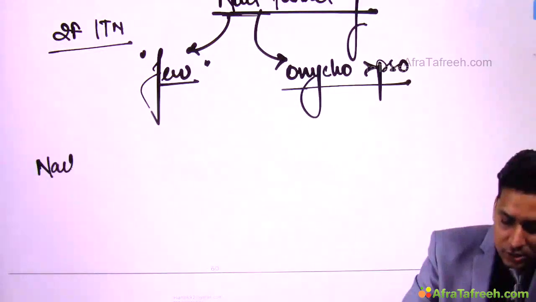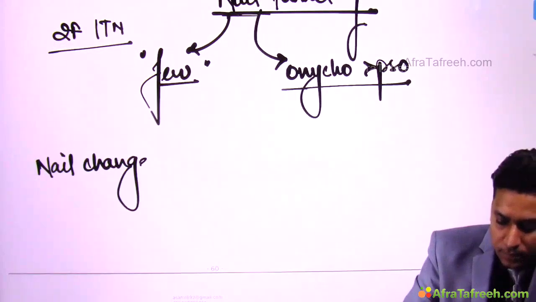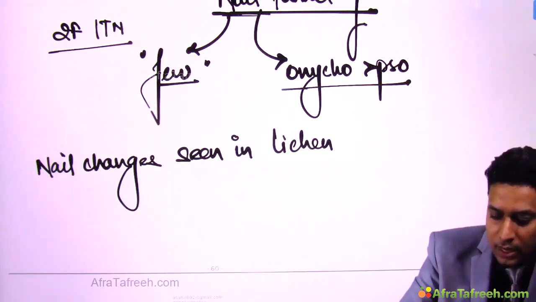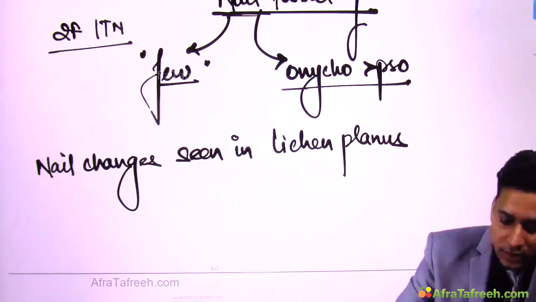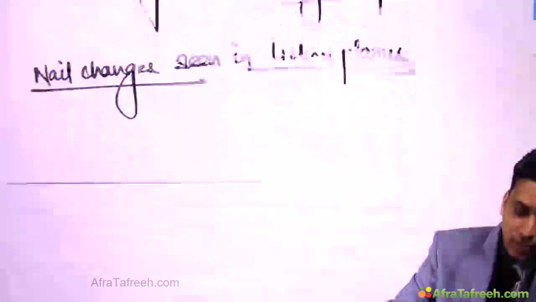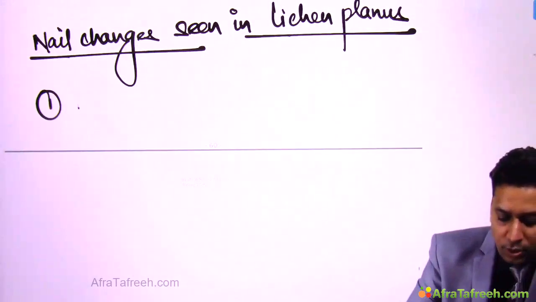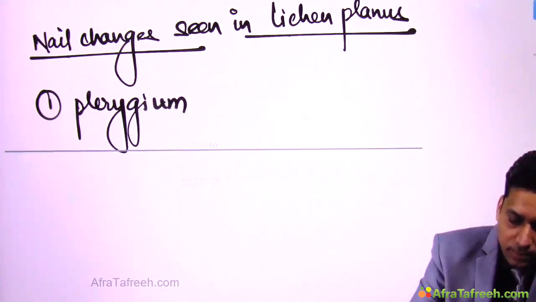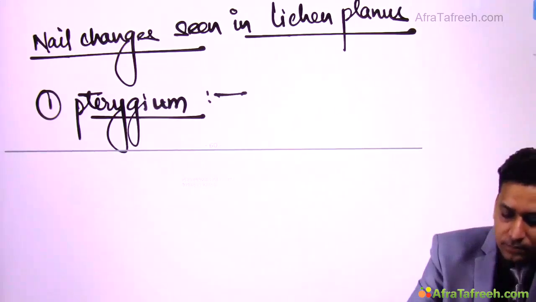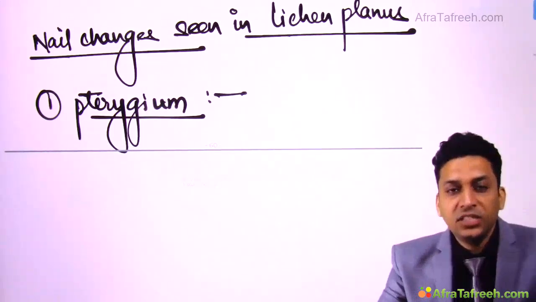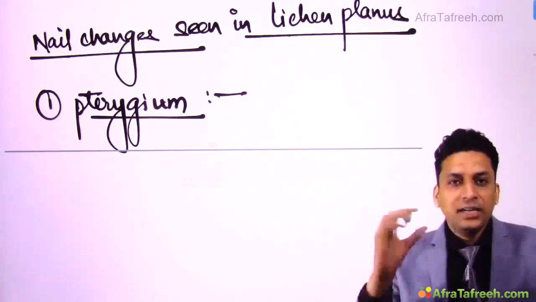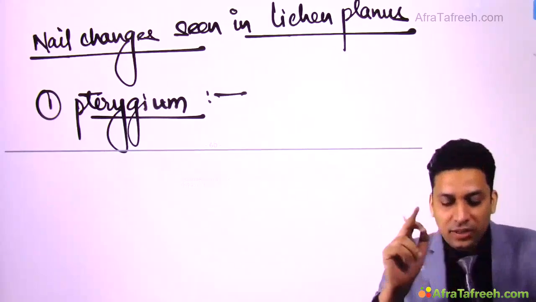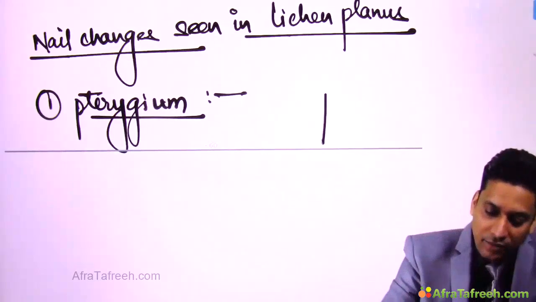Then nail changes seen in lichen planus. So nail changes which are seen in lichen planus are also very important. The first and the most important nail change is pterygium. Now all of you might have read about pterygium in ophtha, isn't it? In ophtha you might have read that this wing-shaped encroachment which occurs is known as pterygium, but this pterygium is where? In the nails.